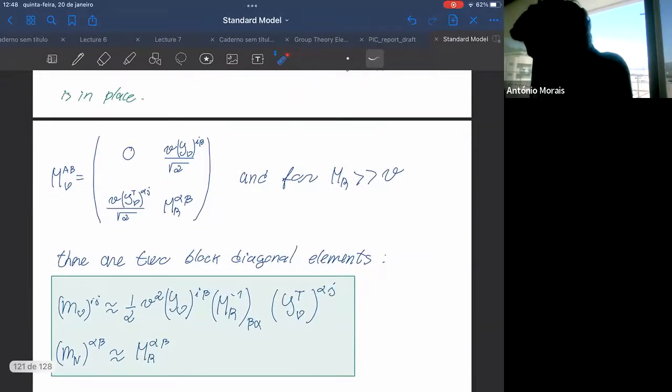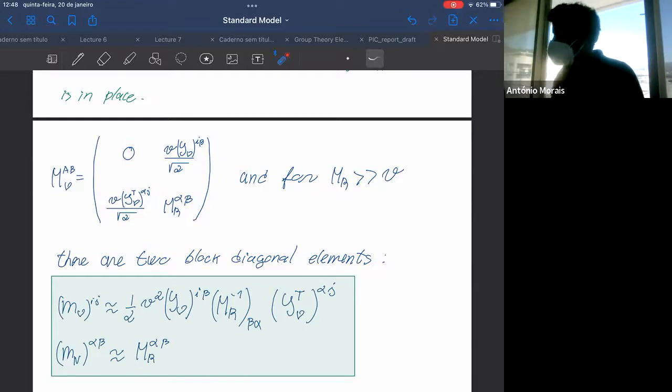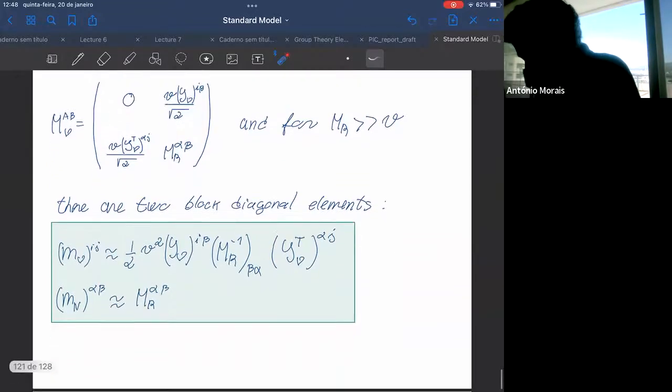But in a matrix form, you get approximately, because you have a square root, something plus or minus a square root. In a matrix form, when you approximate for this, you have two block diagonal eigenvalues, let's say. One that is suppressed by this scale, as well as these Yukawa couplings, and another one that is given by that scale. And this is the seesaw effect. You have something that is heavy sitting on one side and going down, the other one going up to small values, which is this one. This is the seesaw effect.